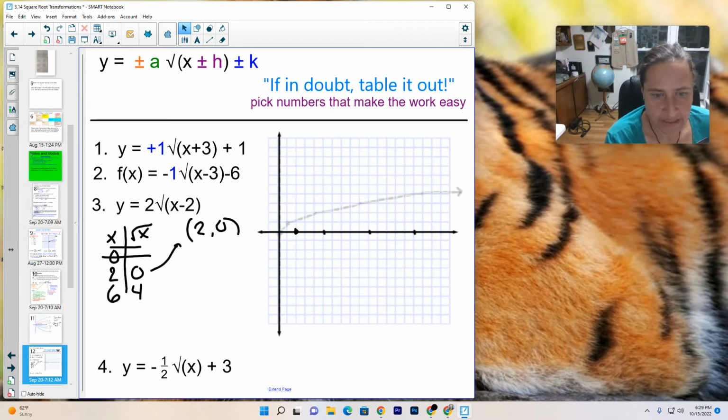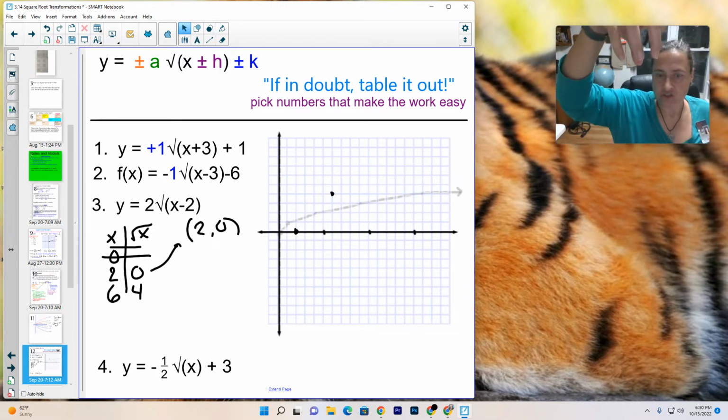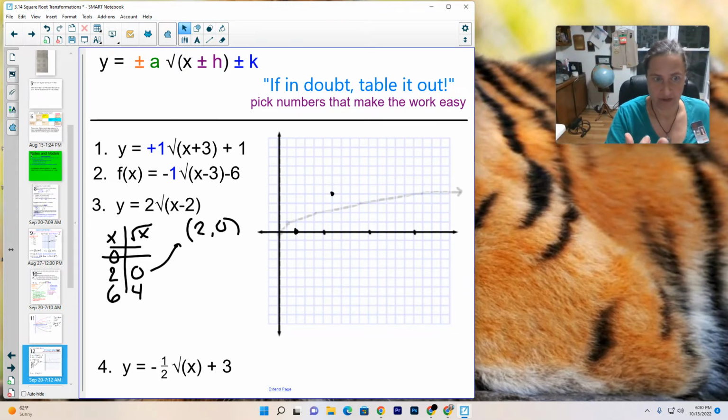So from the origin, my coordinate is 6, 4. 1, 2, 3, 4, 5, 6. 1, 2, 3, 4. So look at that. I'm actually vertically stretching it, right? It's an integer, so it's going to get pulled upwards. So let's pick another number that'll go in there. The next number that I'm going to want is 9.